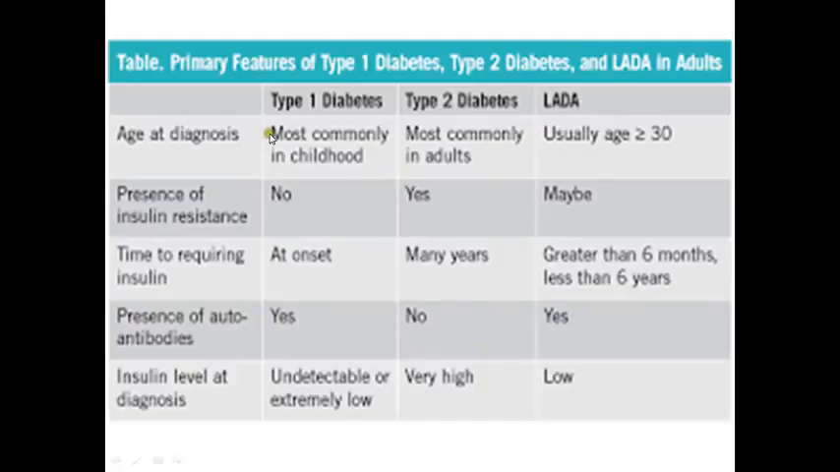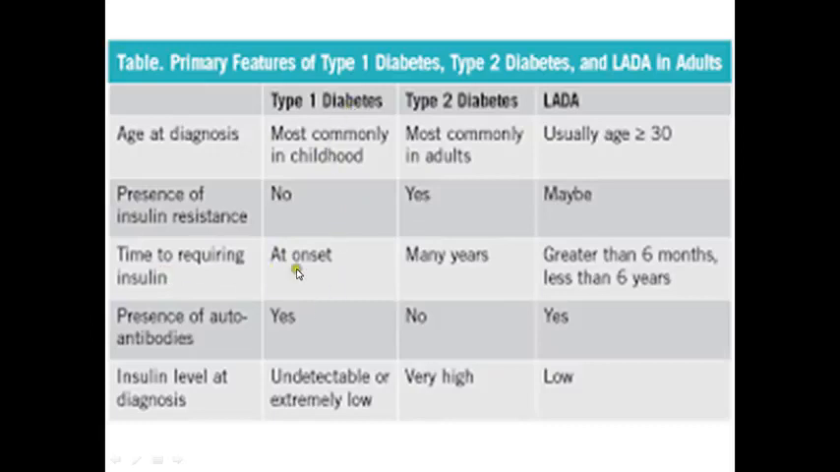So the primary features which differentiate LADA from type 2 or type 1: first, age at onset. LADA is usually at the age of 30, type 1 is in children, type 2 is in adults. Presence of insulin resistance: there will not be insulin resistance in type 1. Type 2 patients usually have insulin resistance, while in LADA it may or may not be present, but usually not, because they're usually lean.